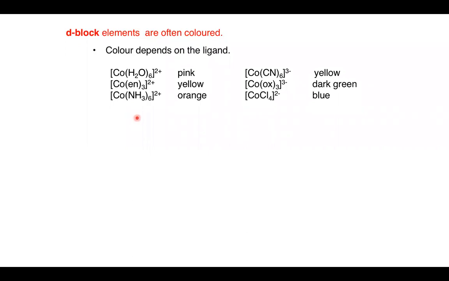Even different oxidation states of the metals can have different colors as well. Because whenever you change the oxidation state, you're changing the number of electrons, then you're potentially also influencing that crystal field stabilization energy, which results in a slight change in the energies of the orbitals. Not a huge change, but maybe enough to change the color and the wavelength of that absorption.